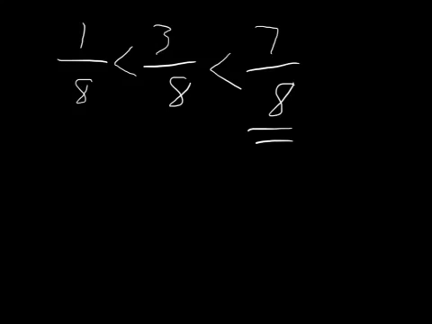7 eighths, another way of thinking of it, is close to a whole. If you had 8 eighths, you would actually have a whole. You've cut the pizza into 8 slices, you've eaten all 8 slices, you ate a whole pizza. So that's actually a rule in fractions. If the denominator is the same, the bigger the numerator is, the larger the fraction is.